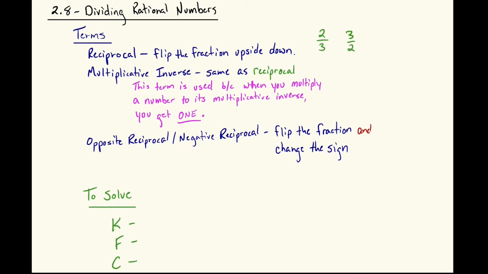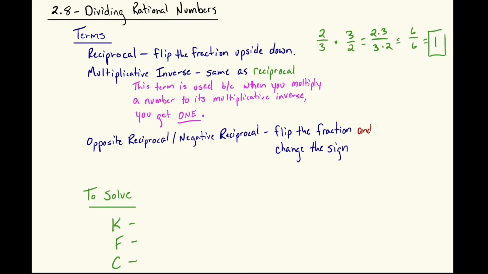So, in the numbers that I've already written, we've shown that 2/3 and 3/2 are reciprocals of each other. They're also multiplicative inverses because when we go to multiply them, if we remember from 2.6, we just multiply across the top and across the bottom. That ends up giving me 6 over 6, which can be simplified to 1. So now we understand what reciprocals are. We understand what multiplicative inverses are.